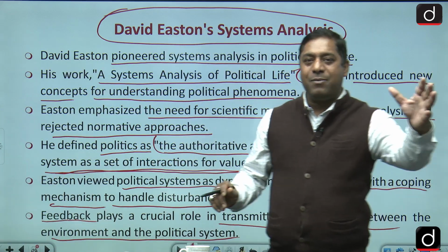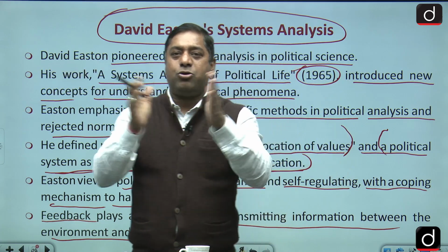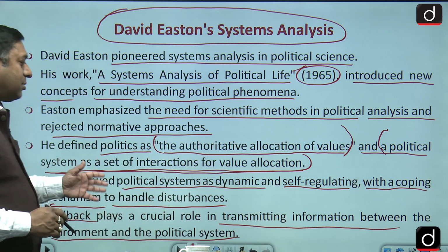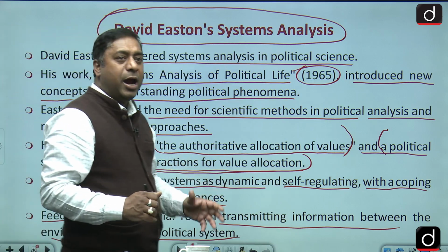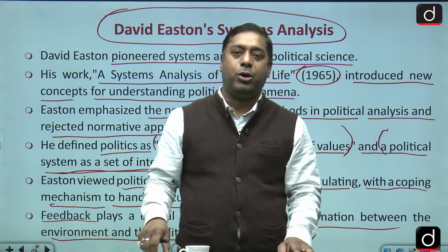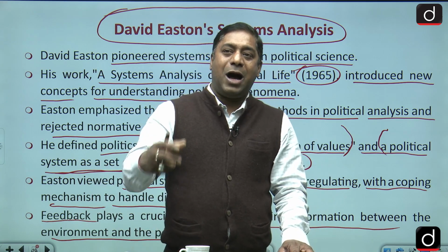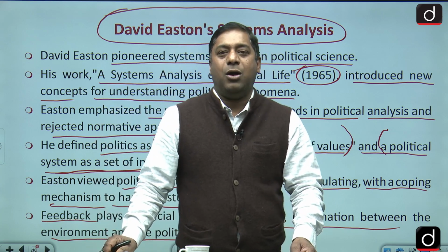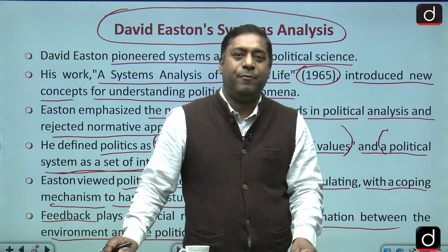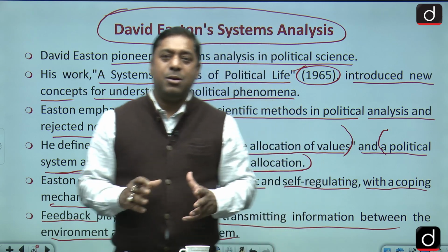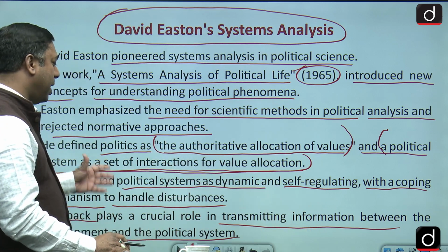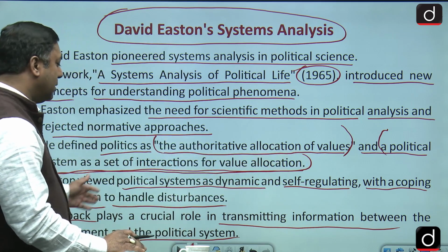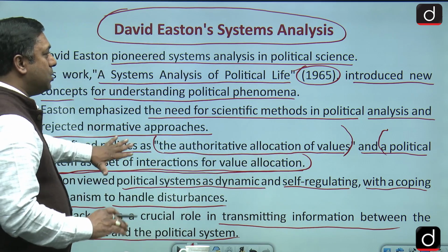That means the environment and the political system, whatever is being transferred between them, in transmitting that information it is the feedback which plays a very important role. The environment is telling something to the political system, the political system is doing it, and what is the feedback? Feedback plays a crucial role in transmitting information between the environment and the political system. This is Easton's idea initially.